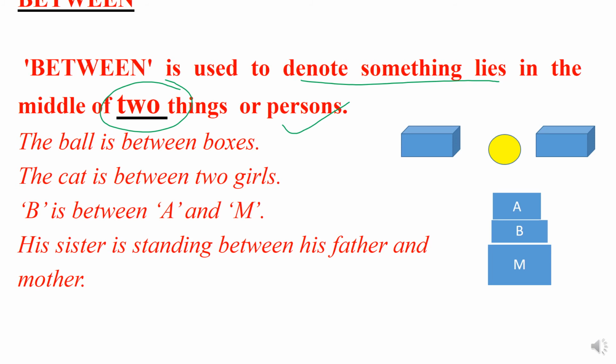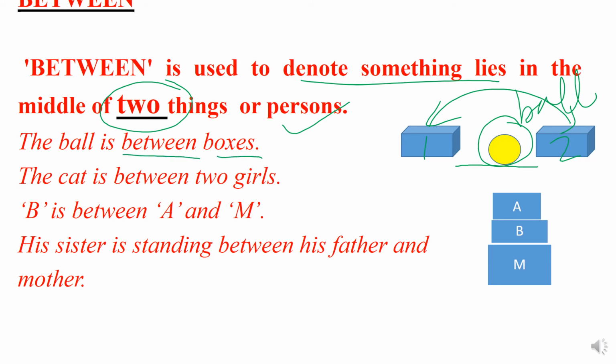Okay, so you can see in the example there are two boxes, box 1 and box 2, and in the middle of them there is a ball. So in relation to two things, the ball is between. So a ball is between boxes. To use between, there must be three things. Two things should keep one thing in the middle.